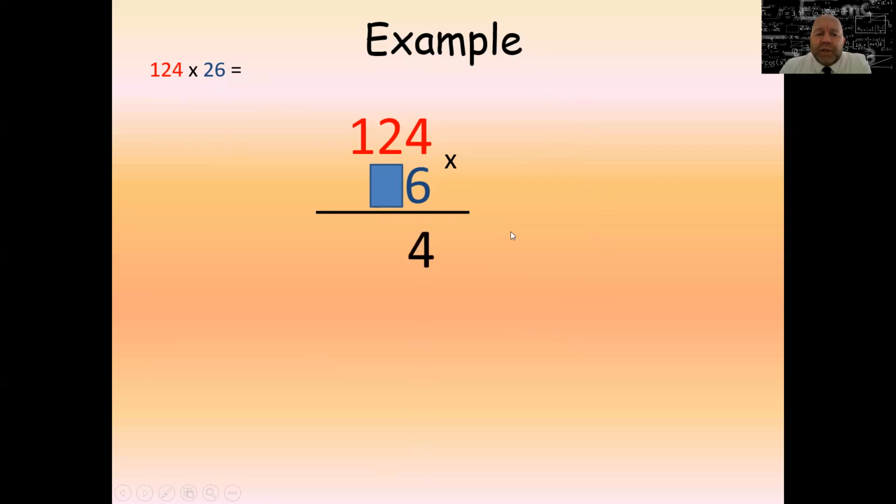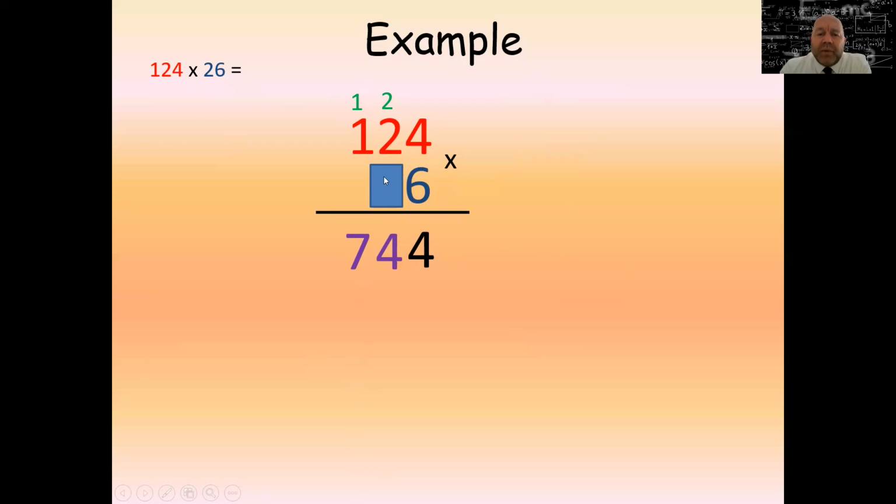6 fours, 24. The 4 goes in and we carry the 2 across. 6 times 2, or 2 tens. 6 times 2 is 12 plus the 2 gives us 14. 4 goes in the answer and we carry the 1 across. And then 6 times 1 is 6, plus the 1 that we've carried, 7. So 6 lots of 124, 744. Okay, so we've dealt with this part.